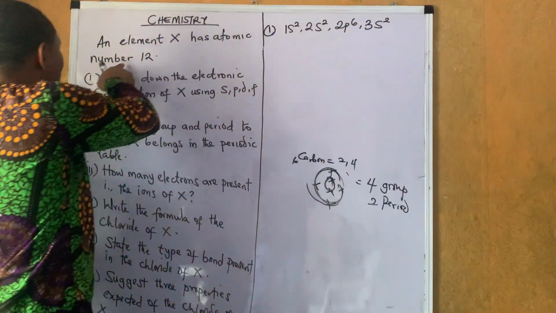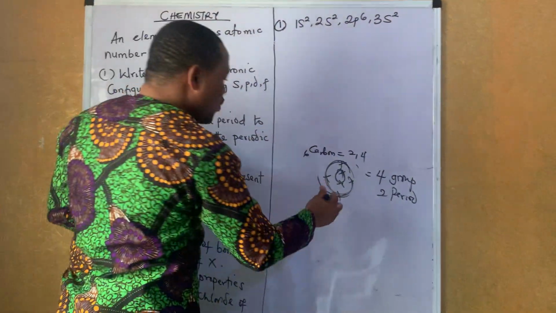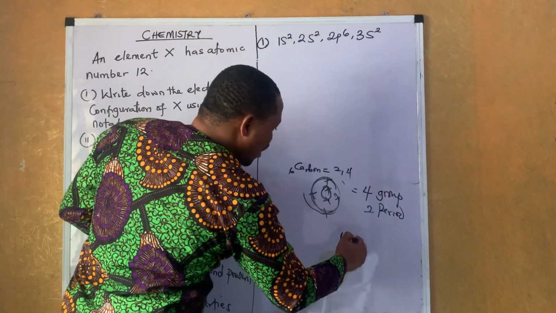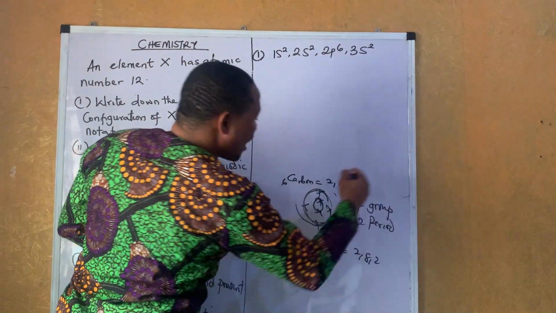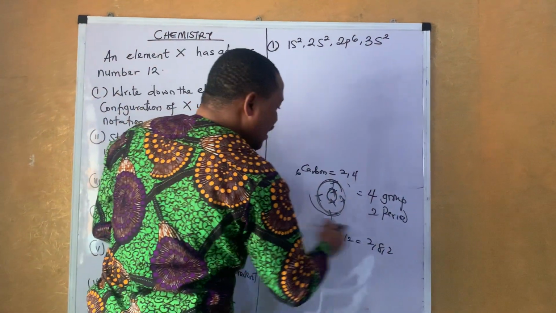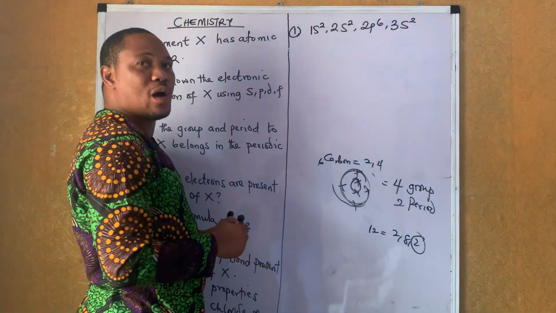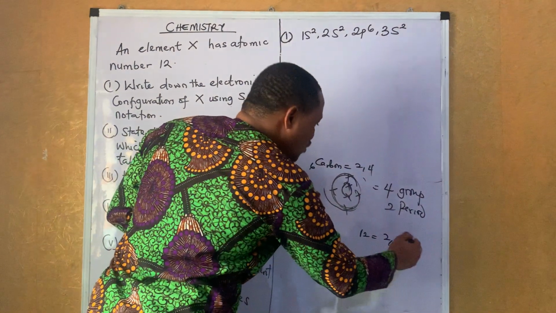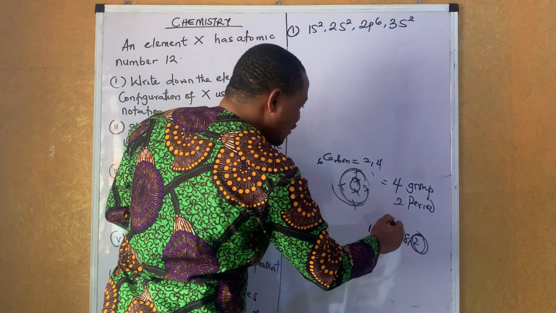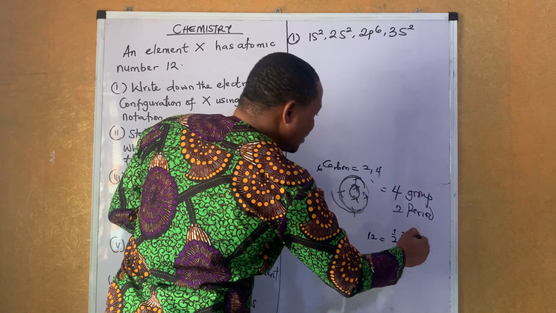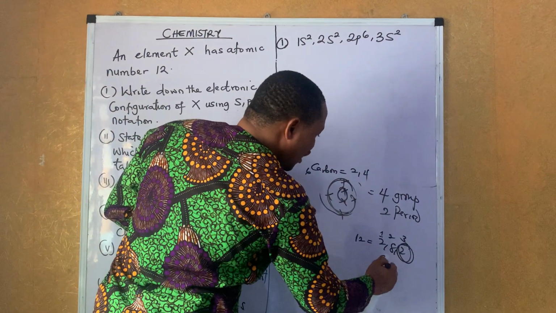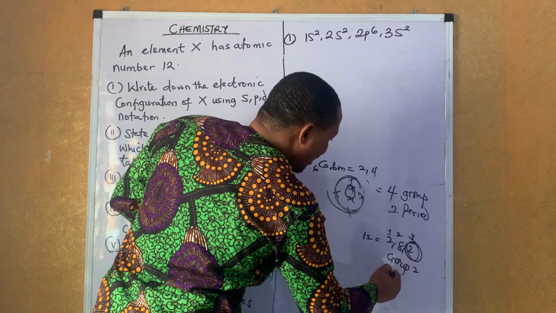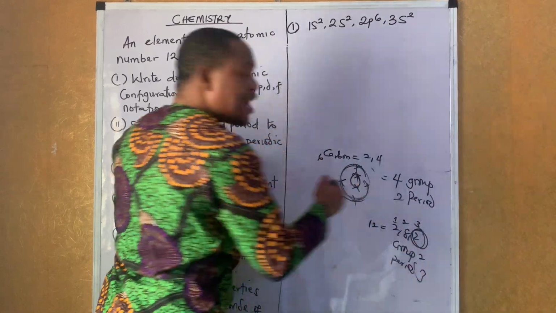But now they've told us that the atomic number of this one is 12. So 12 is going to be 2, 8, 2. Can you see that? What's the valence electron here? The valence electron here is 2. I hope this is clear. Why the number of shells? This is the first shell, this is the second shell, this is the third shell. So this will be in group 2, period 3. Can you see that now?